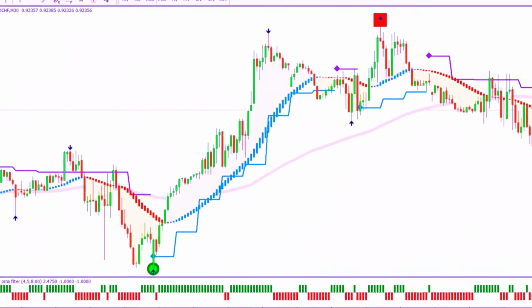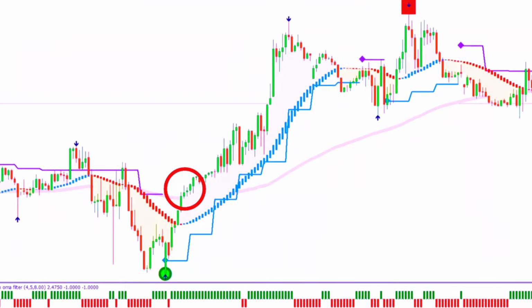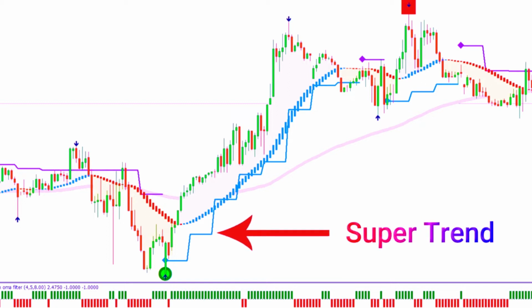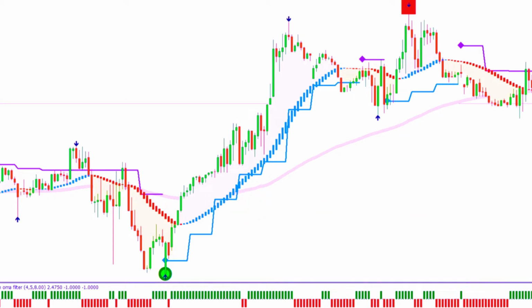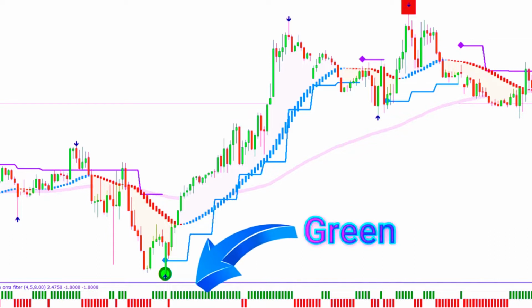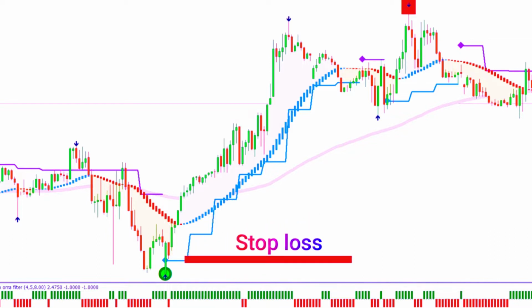So you see this position, we will execute the buy trade. First of all, we have to see the trend of the market, which the super trend indicator will tell us. After that, we will get the confirmation to execute the trade from the Heikin-Ashi indicator, which will be blue in color. And while executing the trade, the indicator at the bottom should be green in color. And you have to set your stop loss on the super trend indicator.